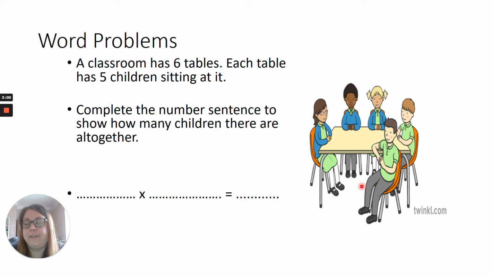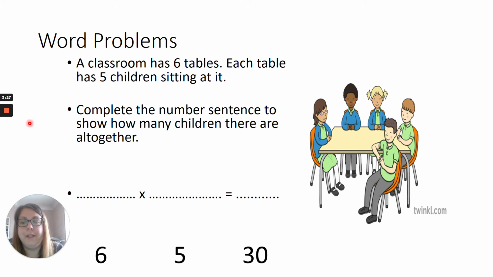A classroom has 6 tables. Each table has 5 children sitting at it. Complete the number sentence to show how many children there are altogether. So, classroom has 6 tables. Each table has 5 children sitting at it. What would your multiplication sentence be? And then the answer. 6 tables with 5 children sitting at it. Off you go.